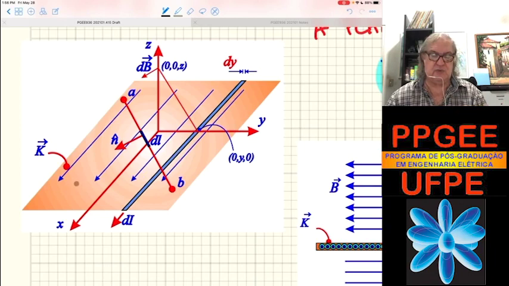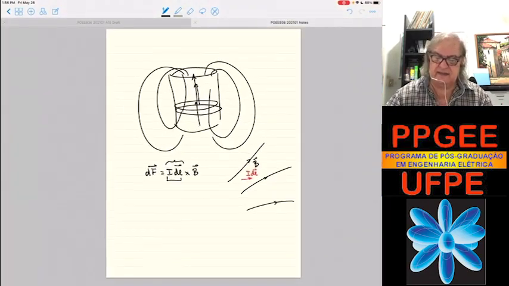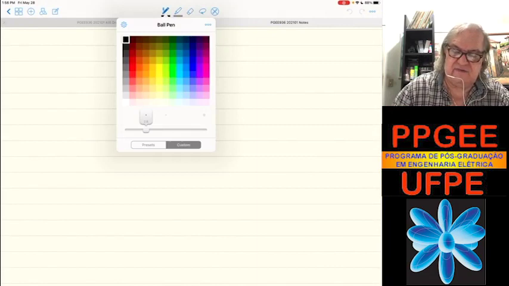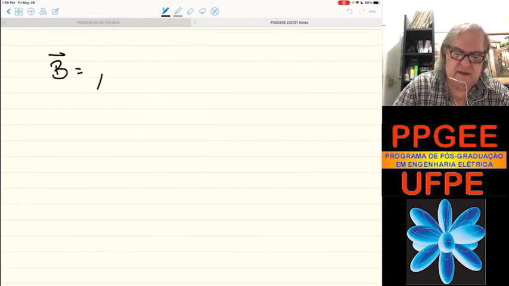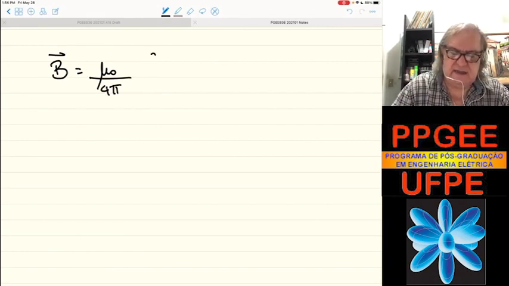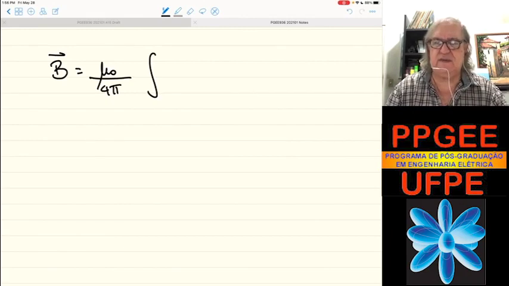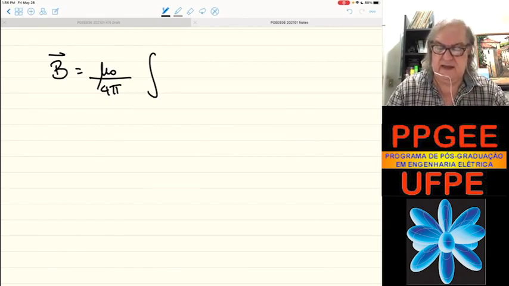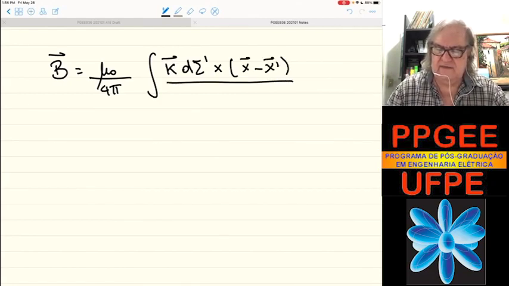I can calculate in several ways. One of them is to assume that the plane is a set of parallel wires, use the field of a straight wire, and sum. But you can calculate using the formula, and that's how I'm going to do it. The B field, putting the constants outside, is the surface integral over the z equals 0 surface of K, sigma prime, cross x minus x prime, divided by the magnitude of x minus x prime cubed.